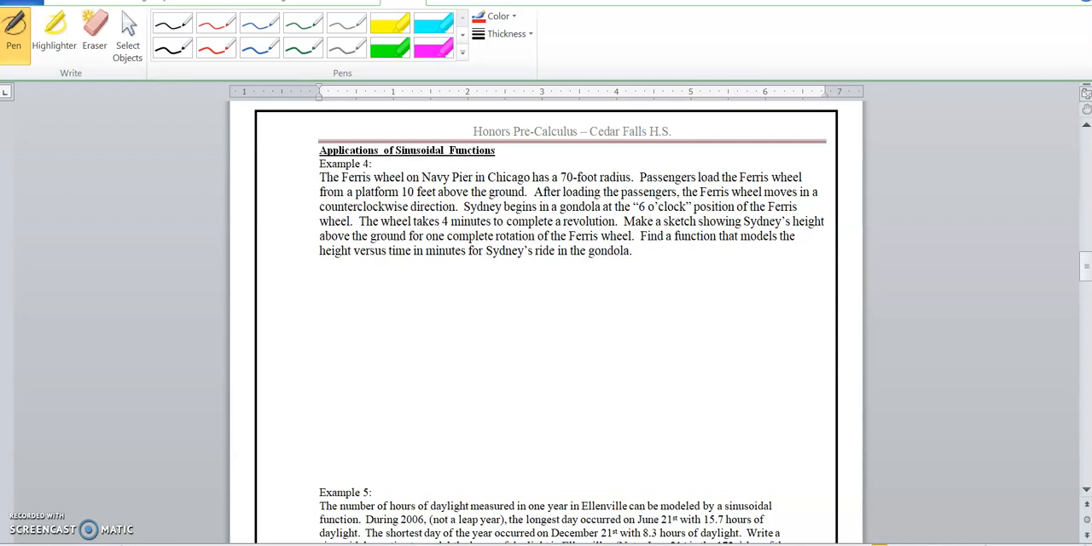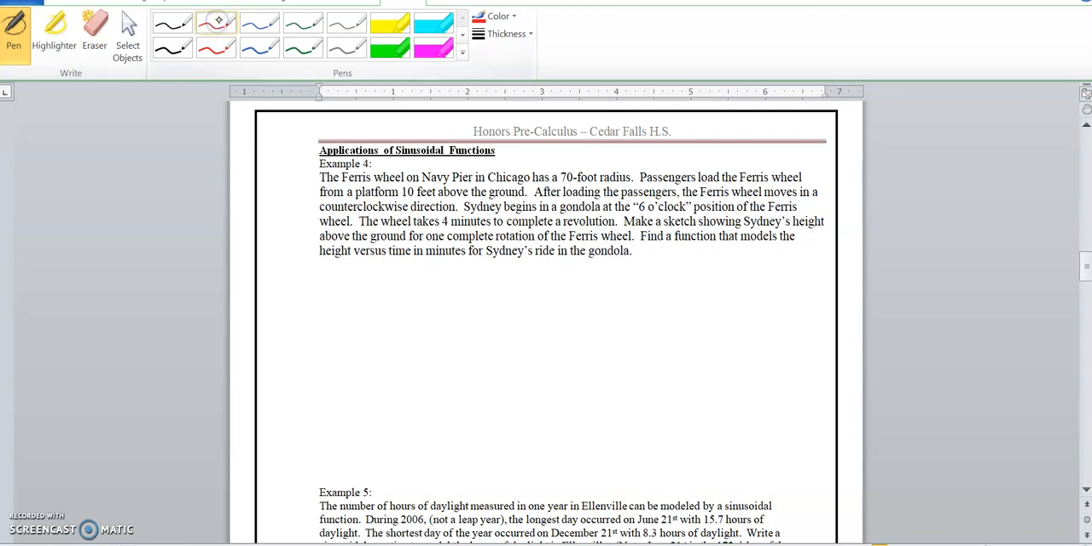All right, we have the applications of sine functions or sinusoidal functions for part 4 here. The two we did are the Ferris wheel here, and then down below is the number of hours of daylight. So let's get started.